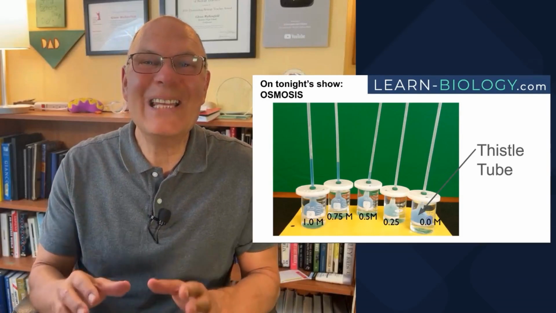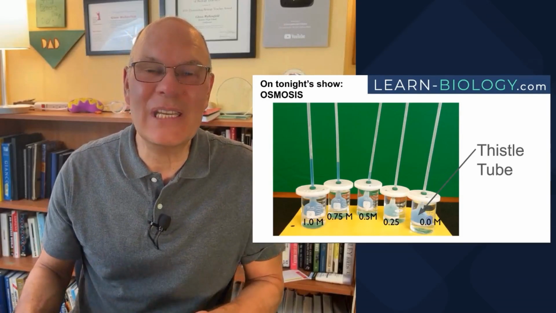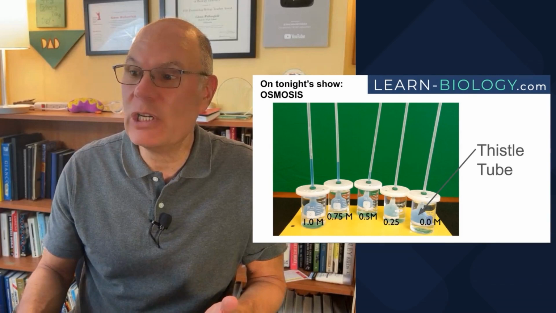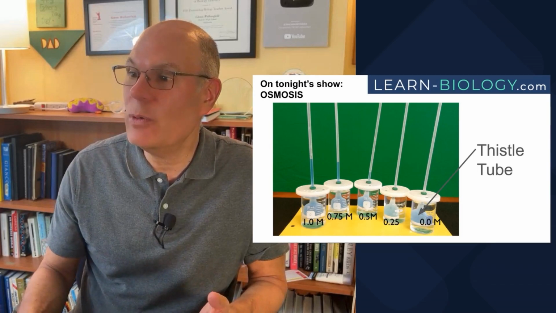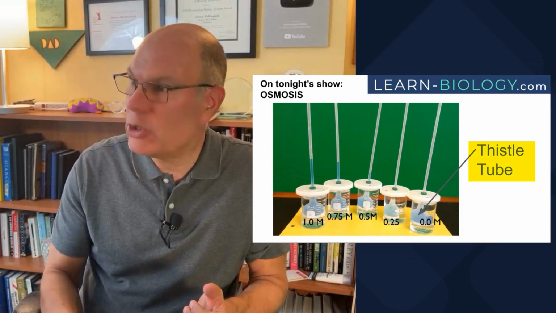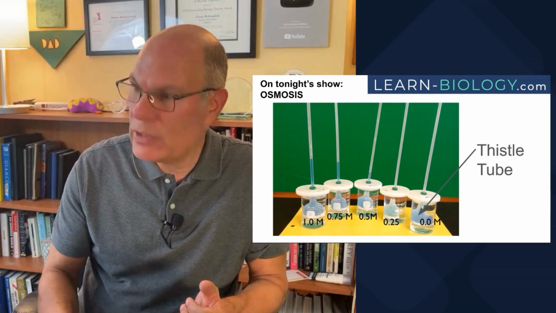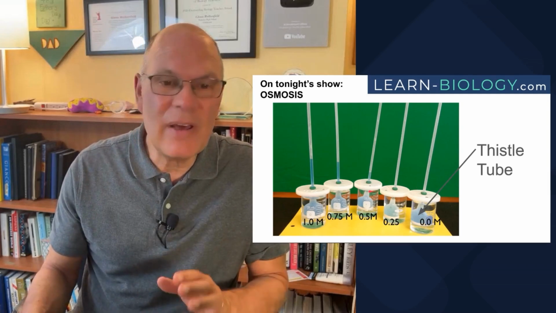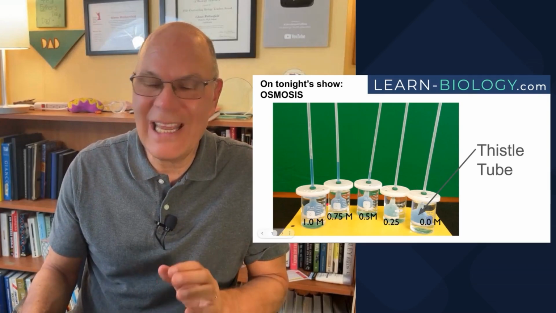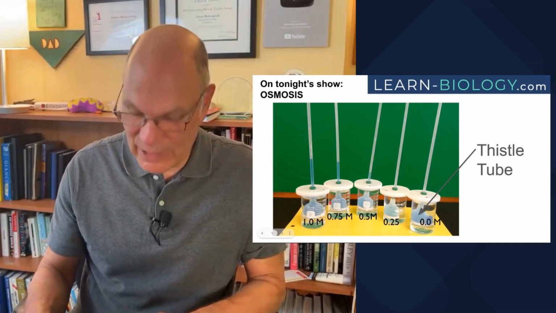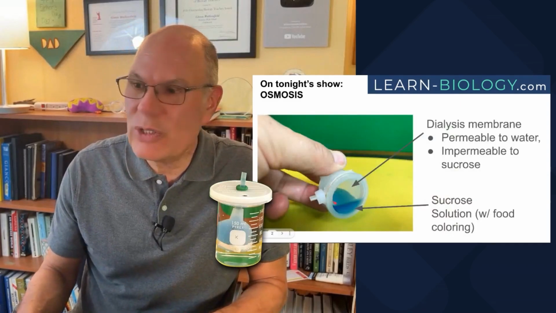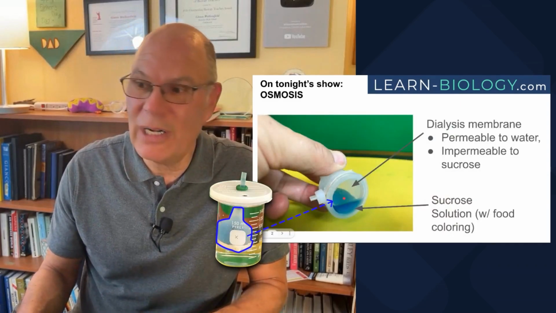Welcome. Tonight's show is about osmosis, and we're going to start with a demonstration. What you see in front of you is an array of Thistle tubes, and these Thistle tubes have solutions of varying molarity inside of them. Let me explain. Here's a close-up of the bottom part of the device.